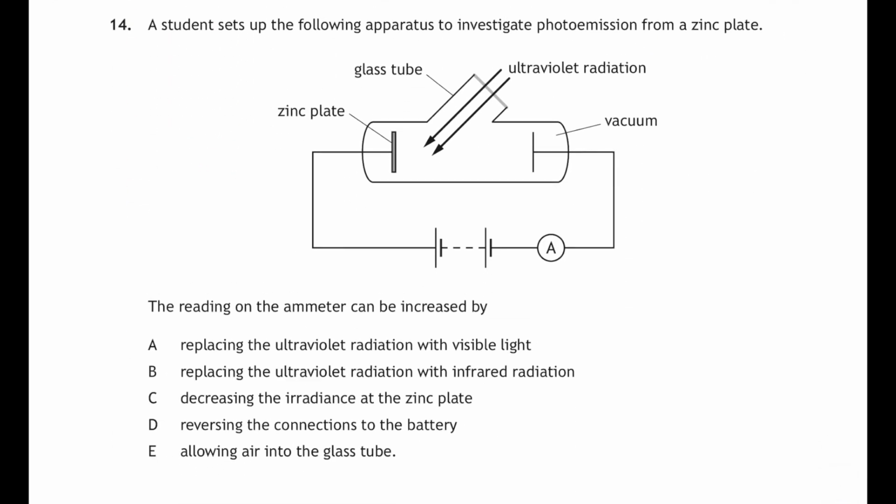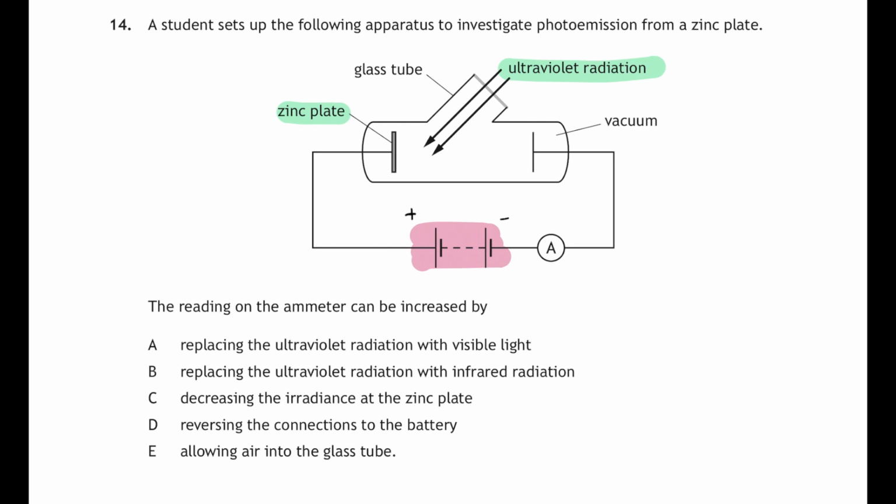A student sets up the following apparatus to investigate photoemission from a zinc plate. So we're using ultraviolet light, and we should get electrons ejected. But if you look carefully at the diagram, you'll see that the power supply is the wrong way around. We've got the positive terminal connected to the zinc plate.